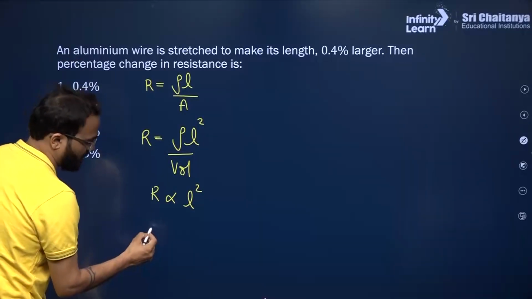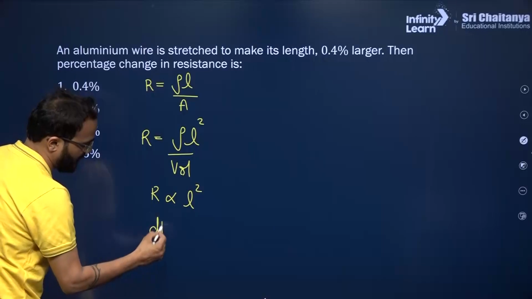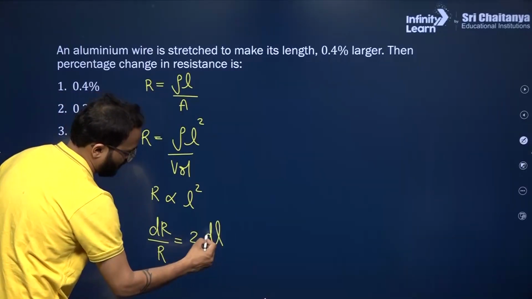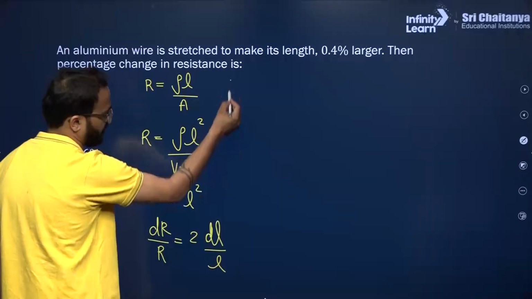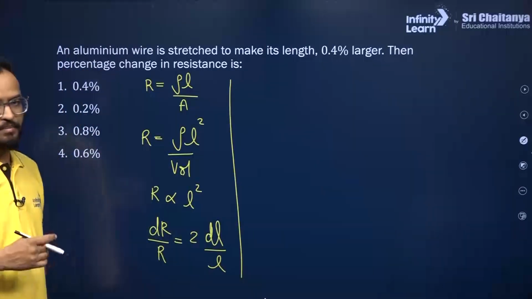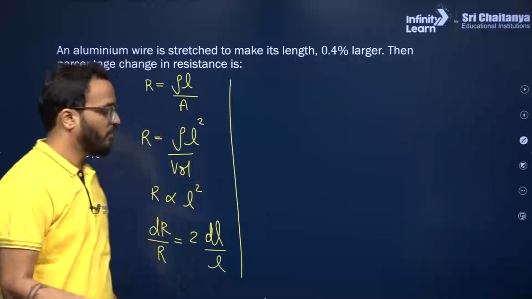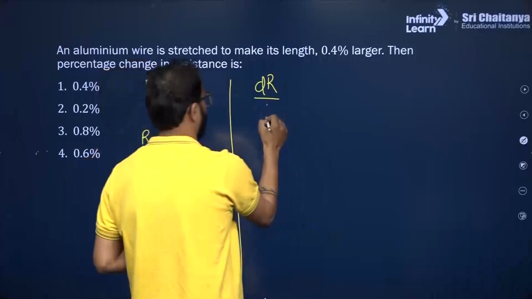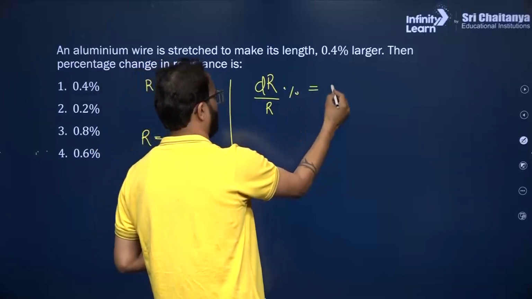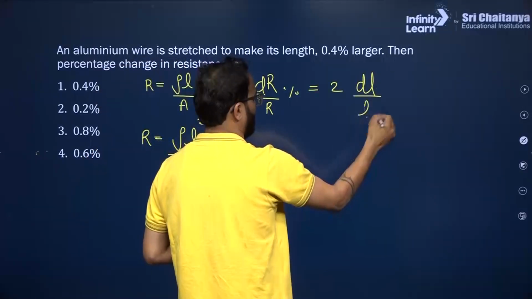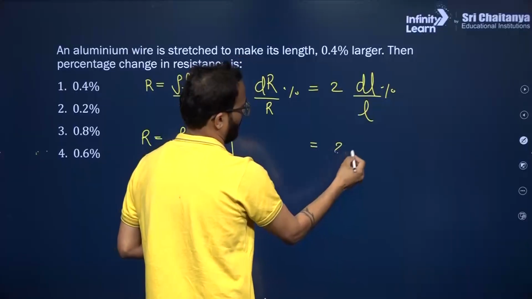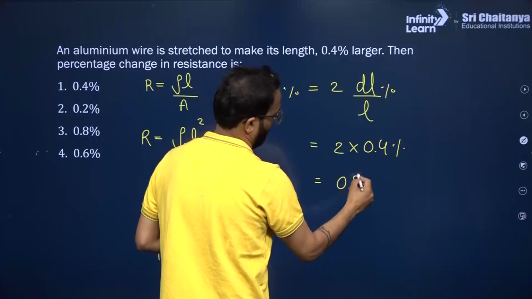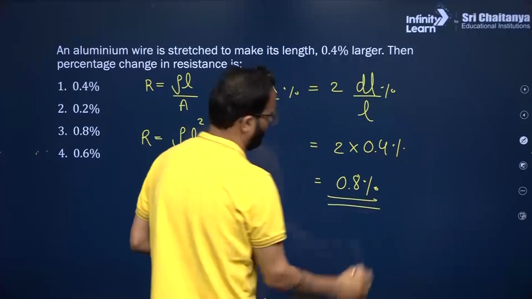So for very minor changes, dR by R, we can say it is 2 times dL by L. Since the percentage change in length is very less, 0.4%, we can say that dR by R percentage wise will be 2 into dL by L percentage wise. So answer will be 2 into 0.4%, which is 0.8%. Okay.